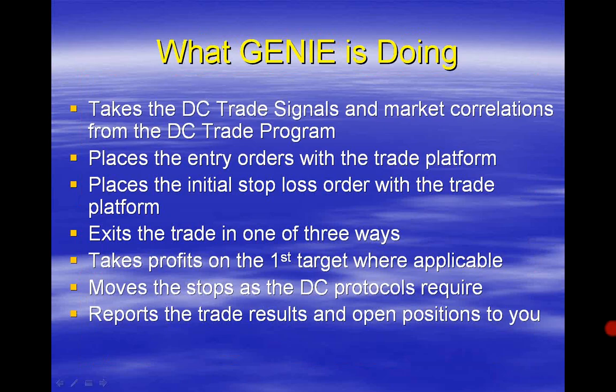And this is what the Genie is actually doing. It's taking these trade signals, doing the market correlations from the Danielcode trade program, and placing the entry orders with the trade platform. It places the initial stop loss order with the trade platform. It will take you, I was going to say 2 minutes, I'll be conservative and say 5, to select the contracts that you want to take for the day, and then press the submit orders button. Once you do that, the Genie is in control, and it will go ahead and place those orders with your trading platform, and it will then manage your stops, and it will also manage your exits. It is almost a set and forget solution.